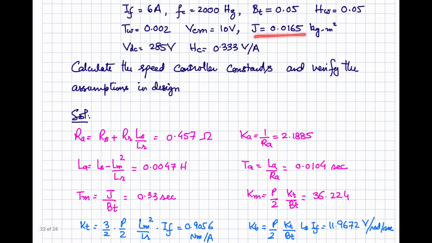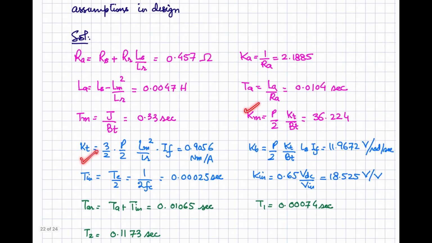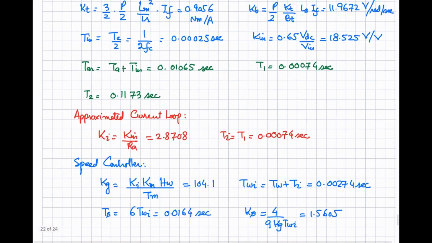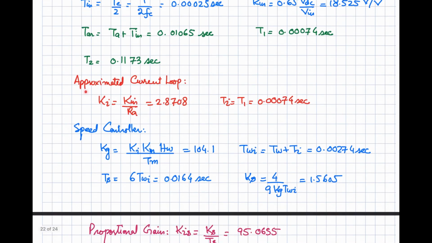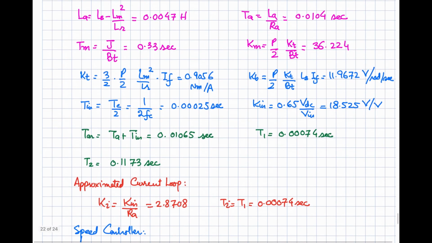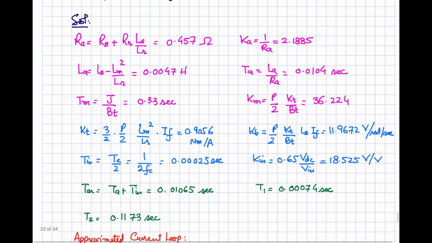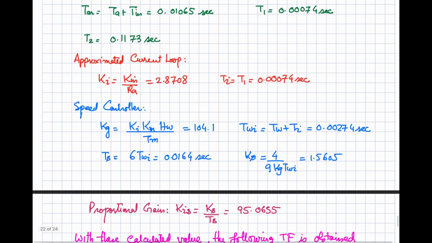Looking at the parameters over here, these are given to you, right? So all the parameters are given, and from there you are going to calculate the terms which are used in the design. And after calculating these, for the approximated current loop, the expression for the Ki and the Ti, as you have seen above, is this one. Ti is simply equal to T1 and the Ki is given as K inverter over Ra. So K inverter you have calculated over here, and you know about Ra over here. So you can find out the approximated current loop parameters.